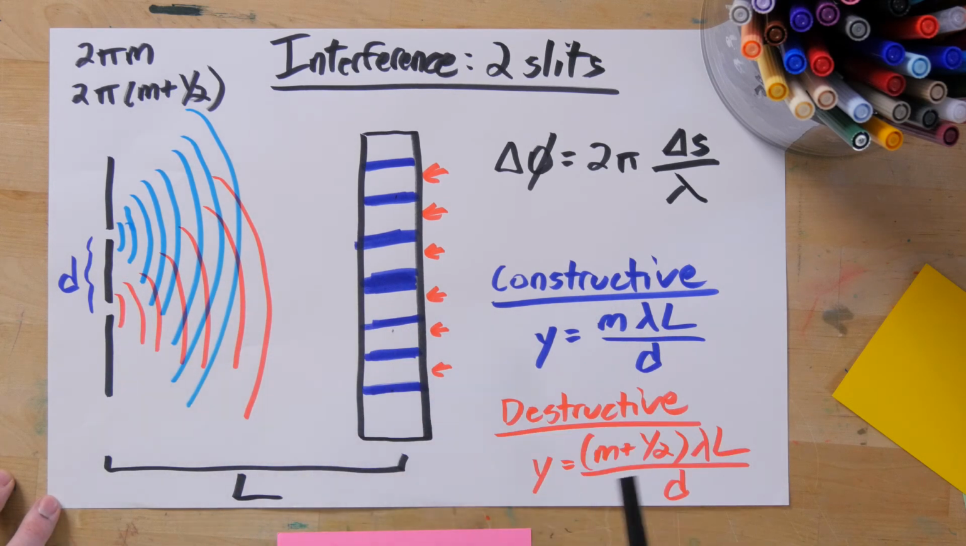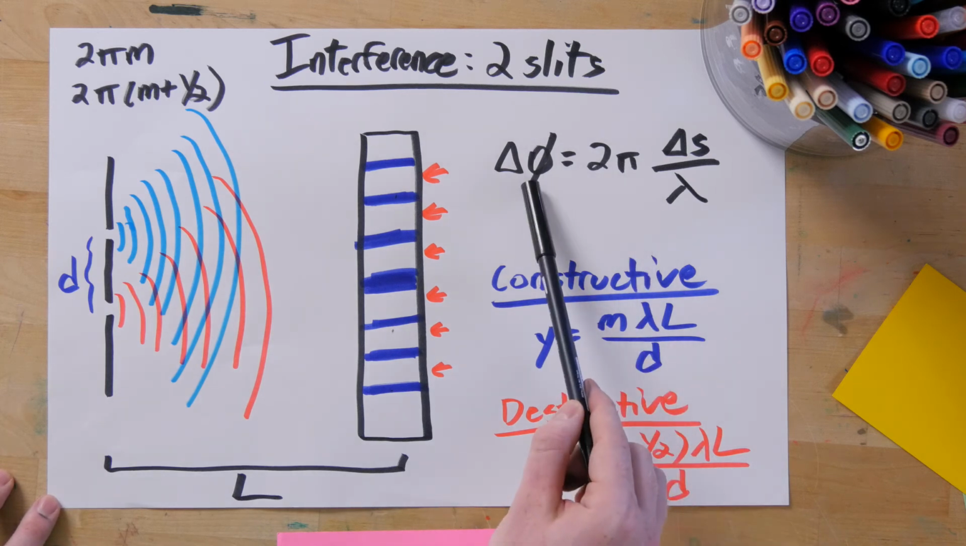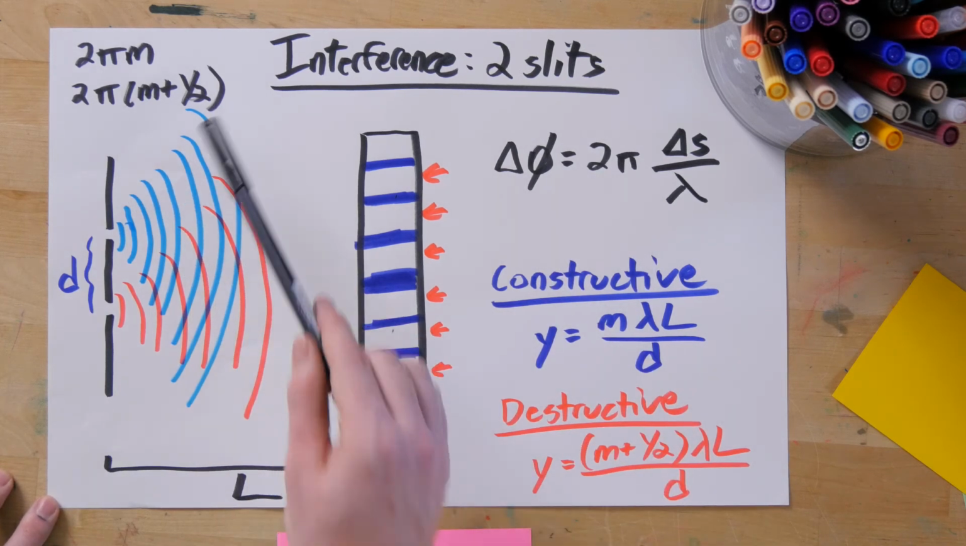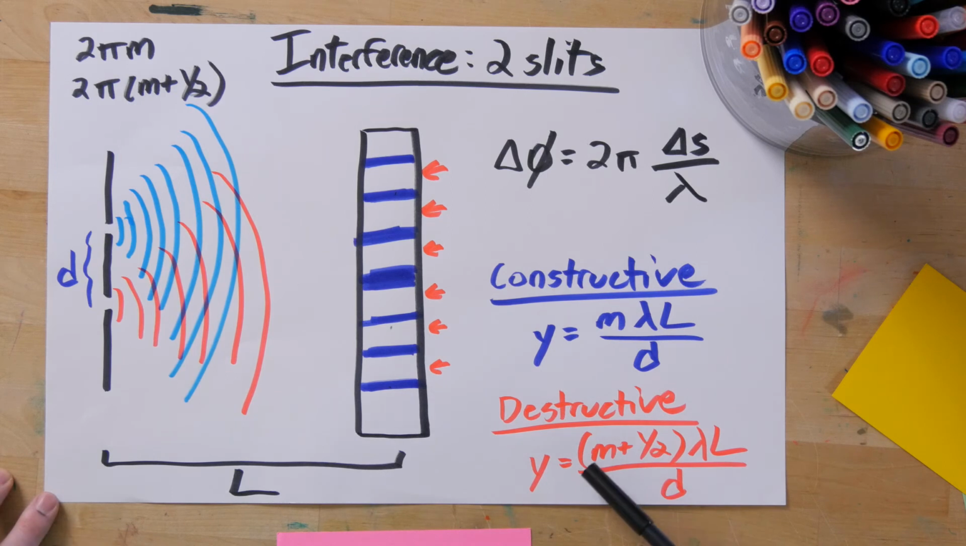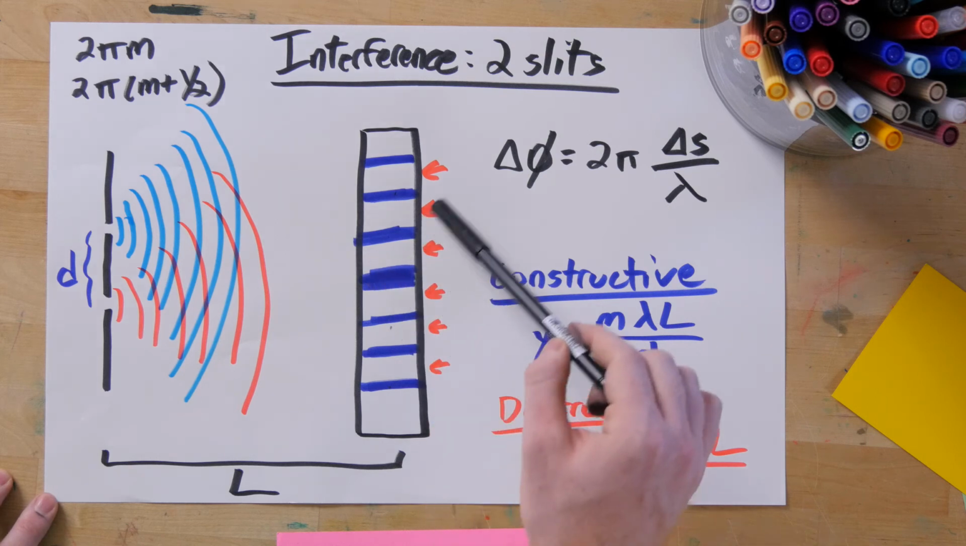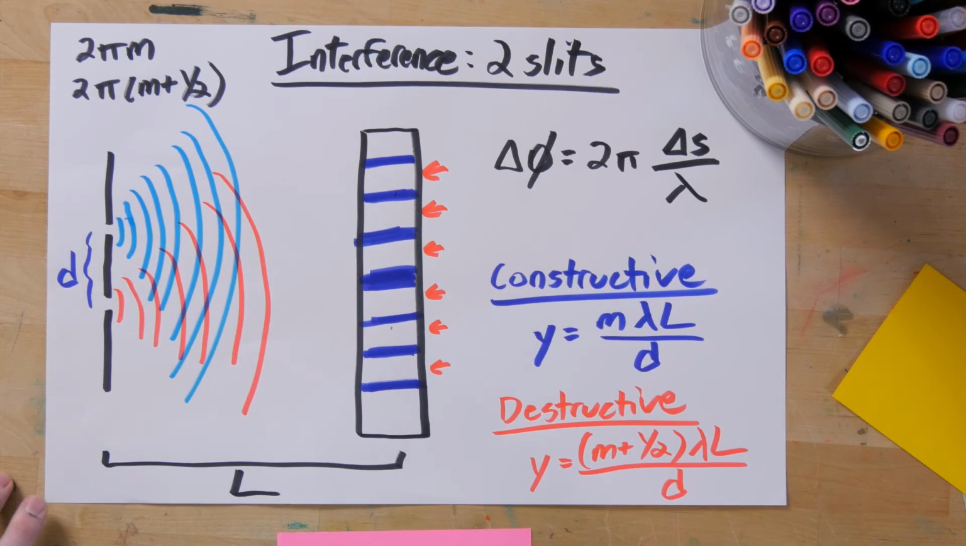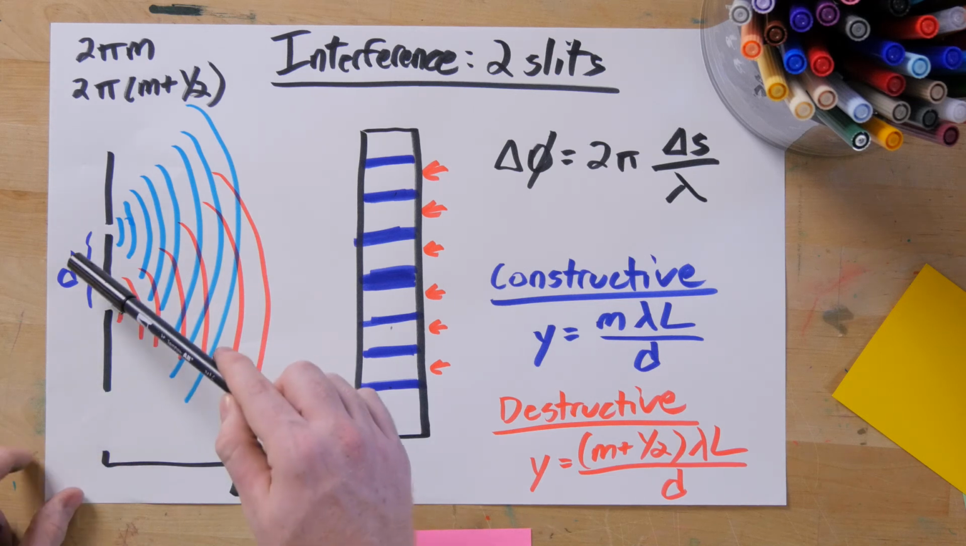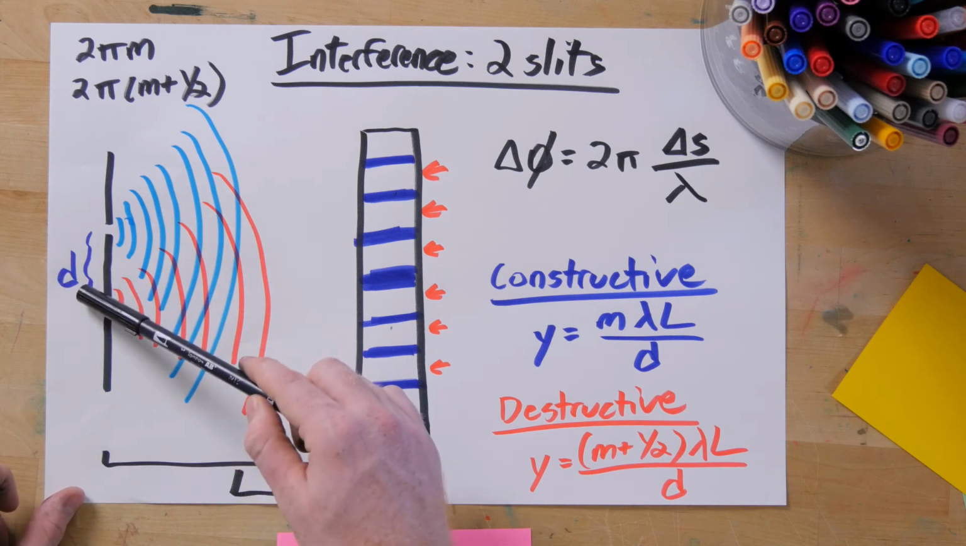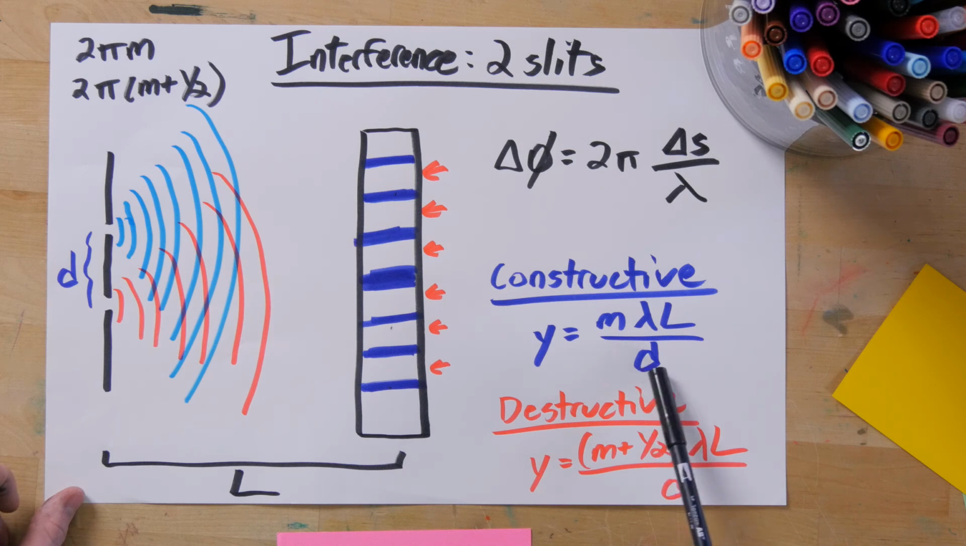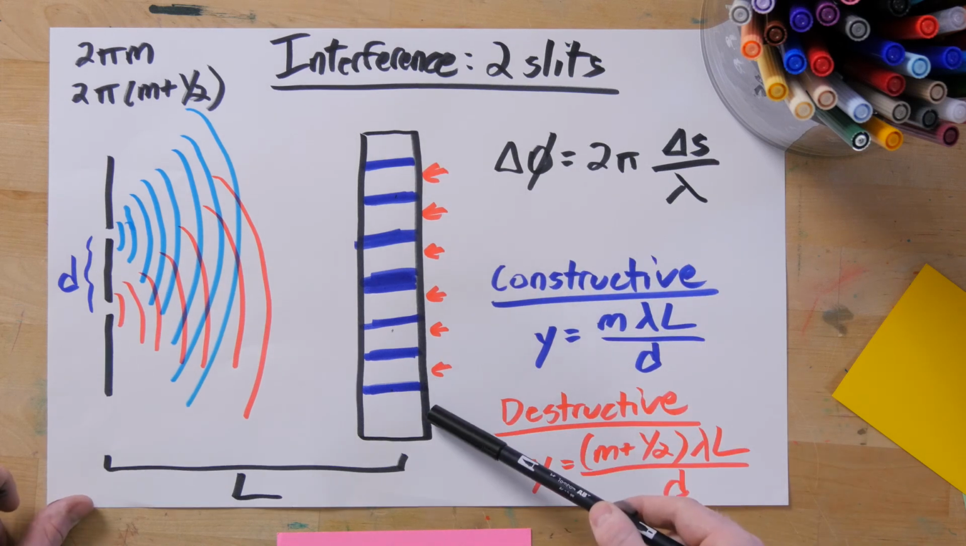Now, destructive interference was again just comparing change in phi to 2 pi m plus half and showing that, hey look, it's very similar except we just get m plus half. So that will tell us where all of the dark bands will occur, which I've gestured at with the red arrow. Now, what happens if we change just a small piece of this? If I make little d a lot bigger, that will cause the constructive and destructive values of y to get a lot smaller. That means this pattern will get tighter and tighter.